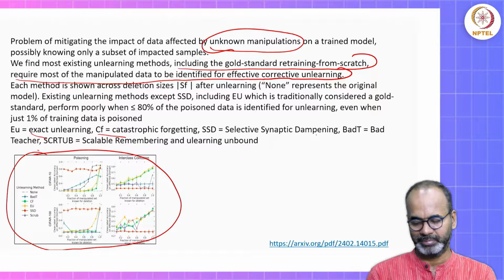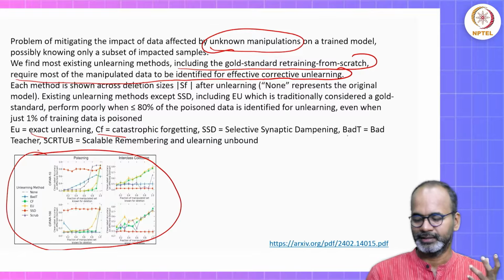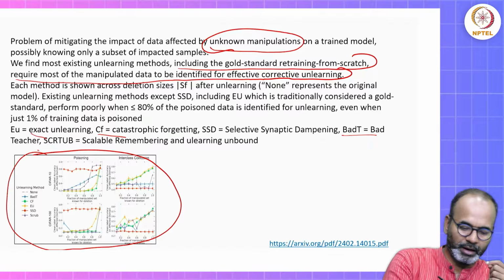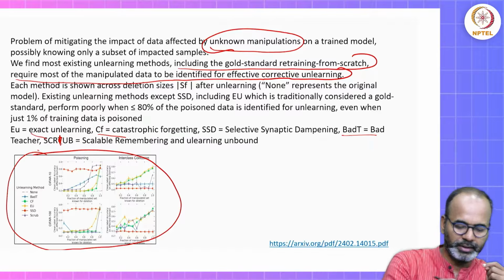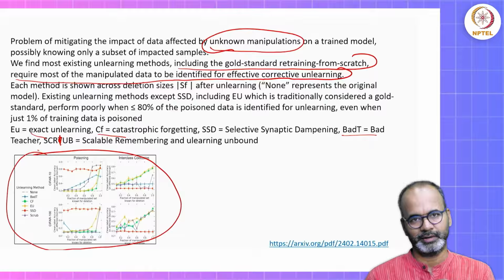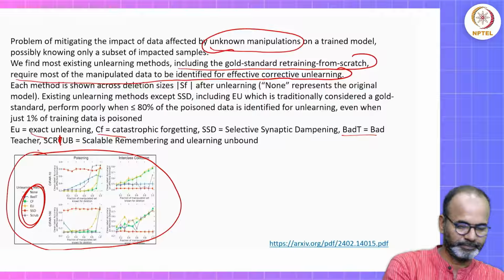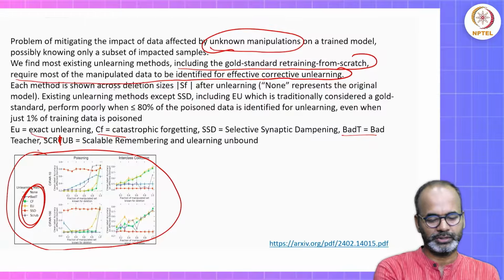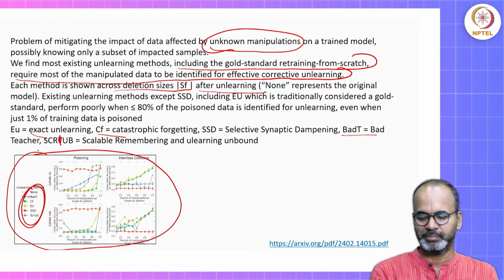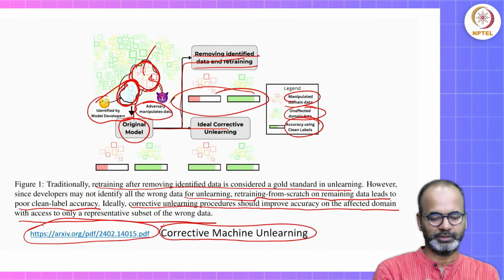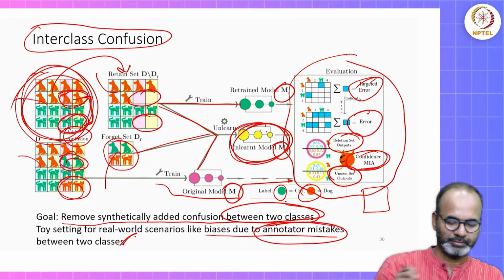I'm assuming that you'll make the right amount of connections with the topics that we already know. Selective synaptic dampening is again treated as a method. Then the next method is bad teacher. This should be SCRUB, right? Scalable remembering and unlearning unbound. These are different methods that we have kept here. Each method is shown across deletion sizes, right? Deletion sizes, after unlearning. None represents the original model, which is here. Original model here again means this one.